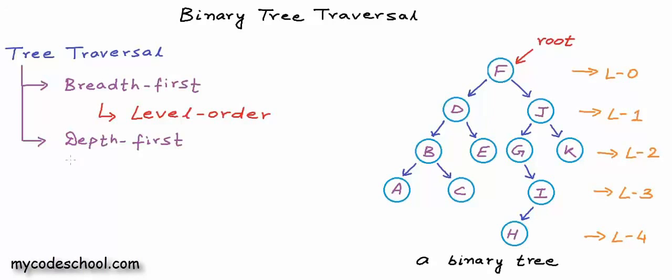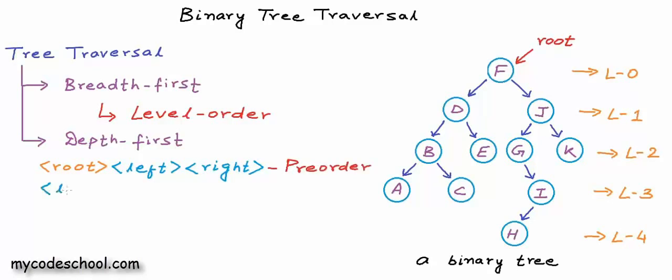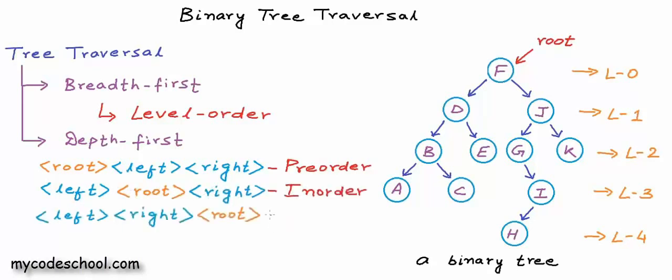There are three popular depth first strategies. One way is that we can first visit the root node, then the left subtree, and then the right subtree. Left and right subtrees will be visited recursively in the same manner. Such a traversal is called pre-order traversal. Another way is that we can first visit the left subtree, then the root, and then the right subtree. Such a traversal is called in-order traversal. And if root is visited after left and right subtrees, then such a traversal is called post-order traversal.